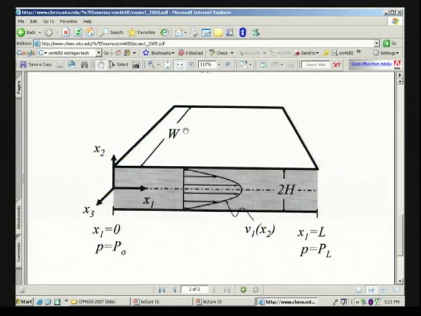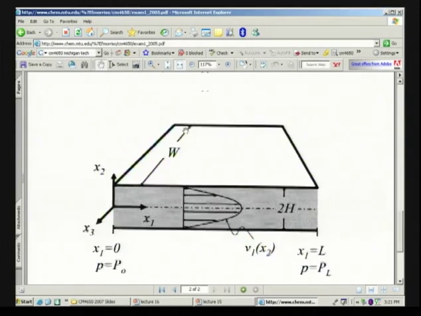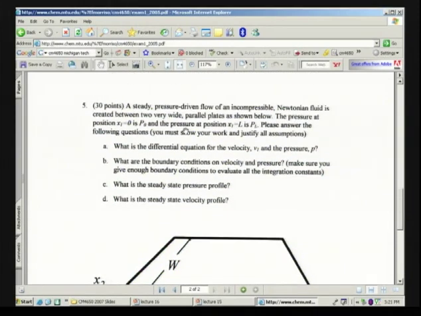That's what it looks like. Cartesian. A steady pressure-driven flow of an incompressible Newtonian fluid is created between two very wide parallel plates. The pressure at position 0 is P naught, at position L is PL. Please answer the following questions. You must show your work. What is the differential equation for velocity and pressure? What are the boundary conditions? What is the steady-state velocity profile? What is the steady-state pressure profile?